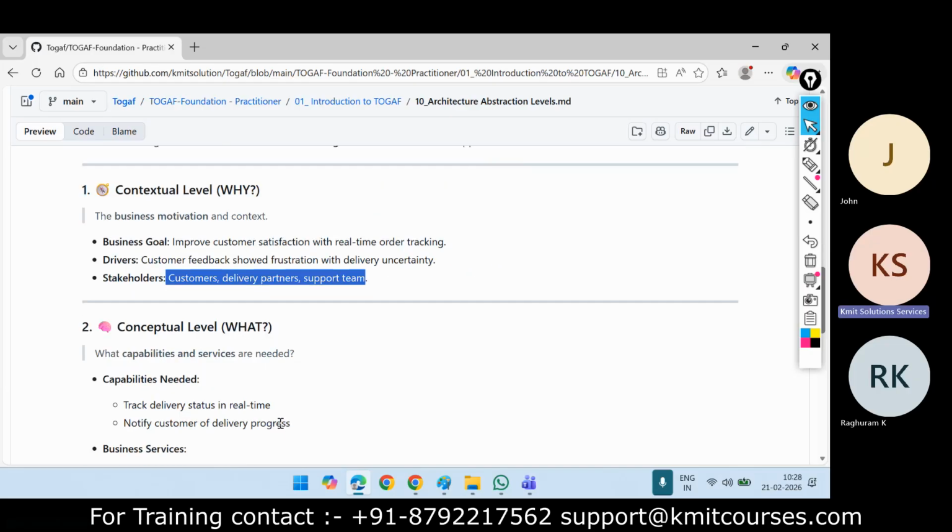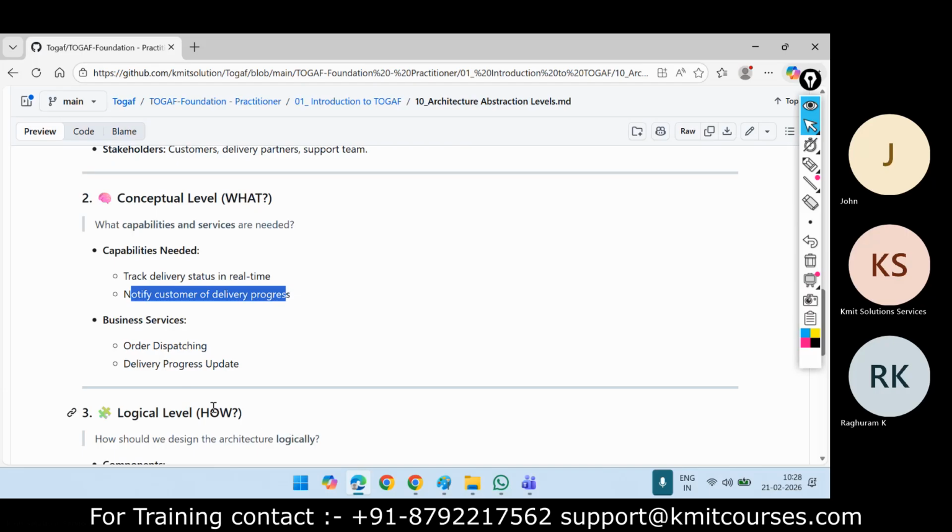Now, what we need to do? What capabilities and services are needed? Capability needed: show delivery status in real time, and notify the customer about the delivery progress. Business services: order dispatching, delivery progress update. So this is what we need.